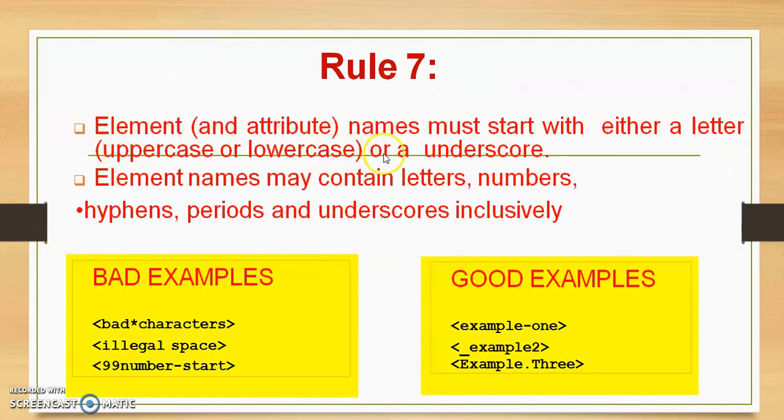Rule 7: element names and attribute names must start with either a letter, uppercase or lowercase, or an underscore. Element names may contain letters, numbers, hyphens, periods, and underscores inclusively. Here is the bad example, and here comes the good example.